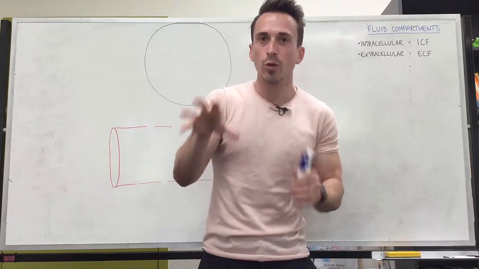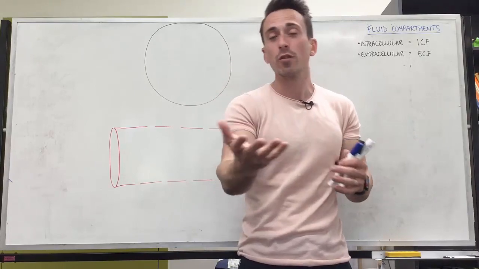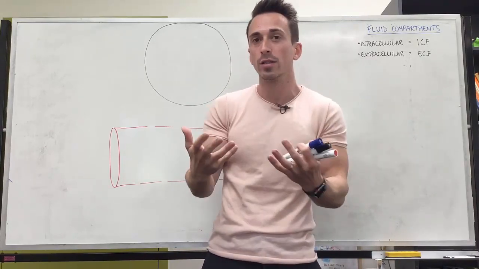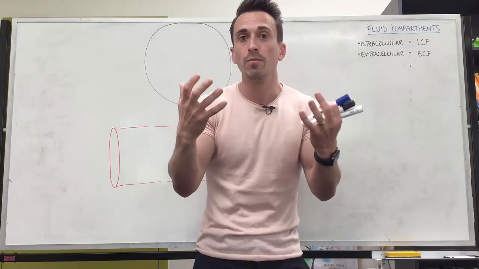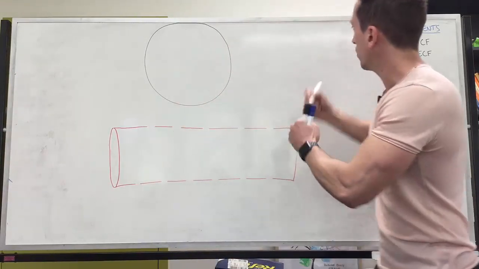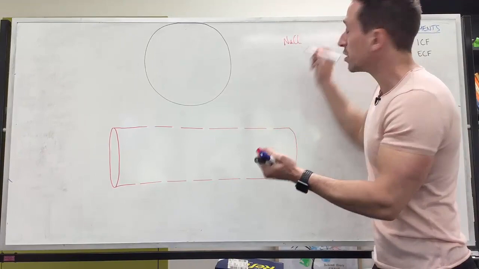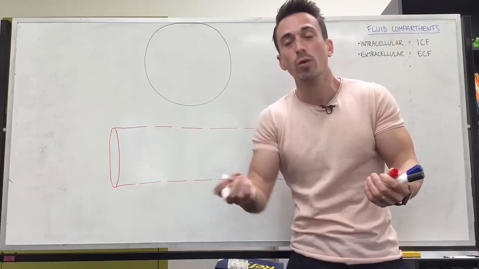Now within this fluid we have things that are dissolved. For example, we have ions. Now ions are when you take an electrolyte, which is basically a salt, so sodium chloride. And when you put sodium chloride, for example, which is just table salt, right? You ingest it.